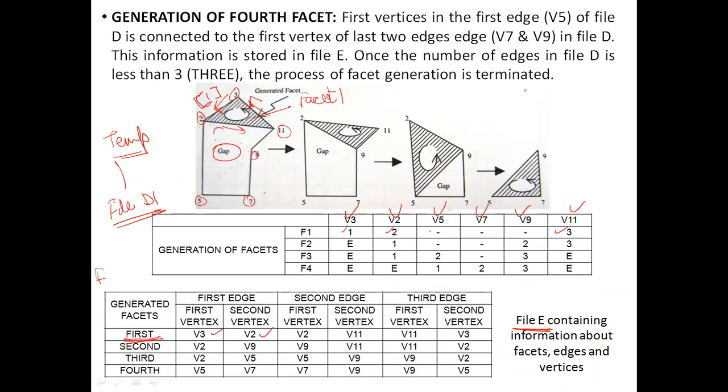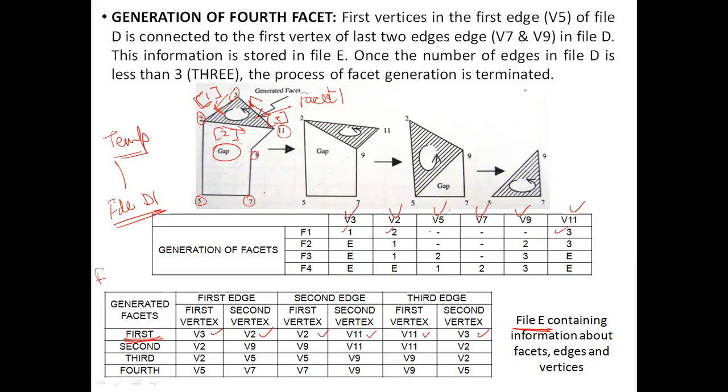So this becomes your edge number 2, that is 2 to 11. So your second vertex is V2 and your third vertex is V11. And this becomes your third edge. So the third edge is basically V11 to V3. So the first facet has covered some of the gap. So you have created one facet.